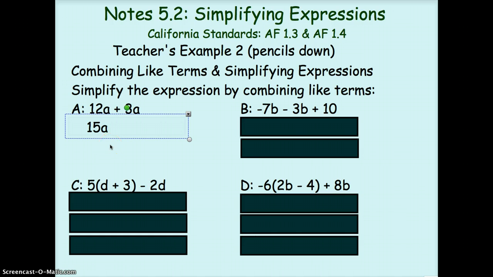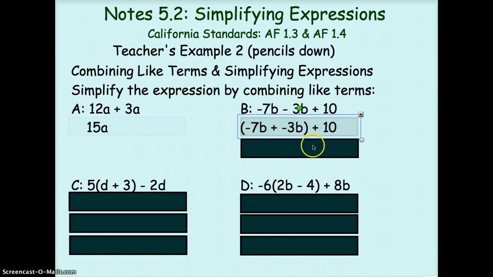And if it helps you, think about an object. If I have 12 hats, I add 3 more hats, I now have 15 hats. Okay, problem B, I can combine the 2 with the variable of b. I cannot combine that 10 with it. So if it helps, again, put it in parentheses, and notice I changed it to addition.